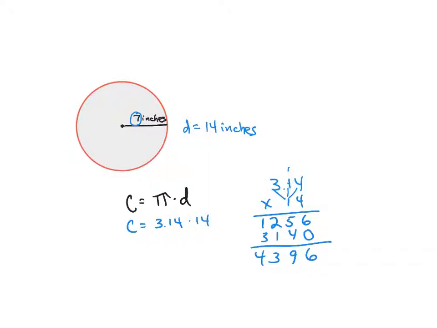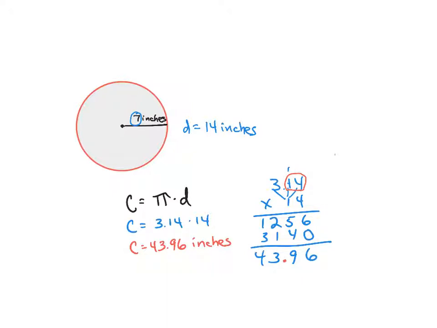I just need to figure out where the decimal point goes. Remember, there's two numbers after the decimal point in the problem, so there need to be two numbers after the decimal point in the answer. So the circumference of this is 43.96 inches. So if you don't know what the diameter is, but you do know the radius, remember, you can figure that out.